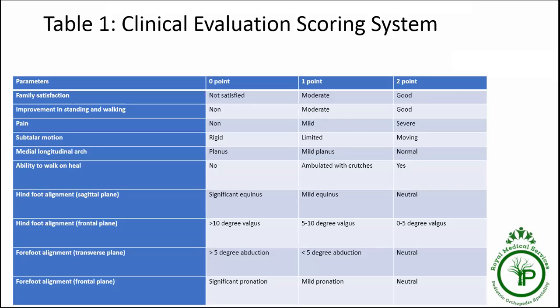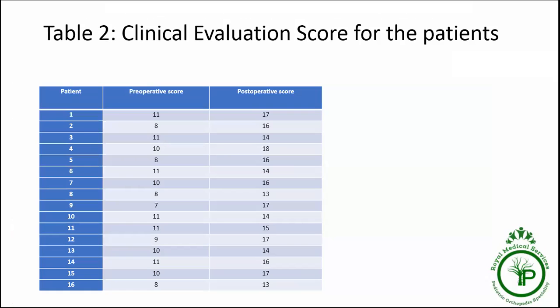Our result criteria were based on multiple systems. One is the clinical evaluation scoring system, which is about 10 points, from family satisfaction, improvement in standing and gait. Pain was the most important one, then the subtalar motion, as well as the X-ray parameters. And we scored according to points. And this is the result.